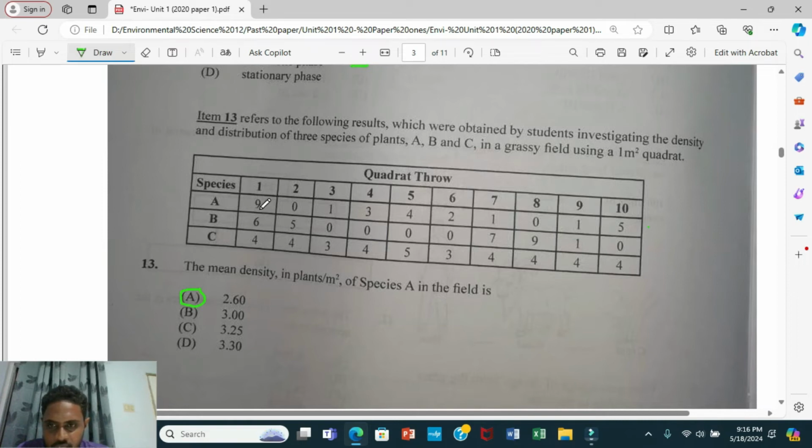So they were speaking about species A. What they'll do here is add up all of species A and then divide by 10. So let's do that quickly. That's 9 plus 1 plus 3 plus 4 plus 2 plus 2 plus 5. That's 26. And so you get 26 divided by 10, which would be 2.6. All right, so let's move on.